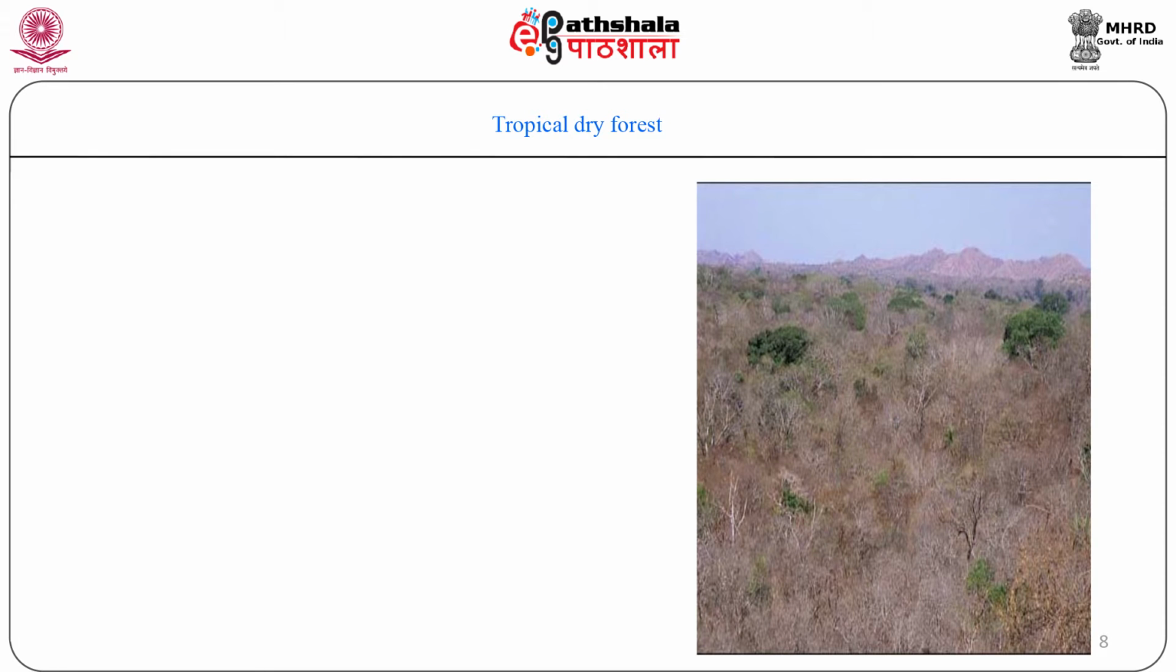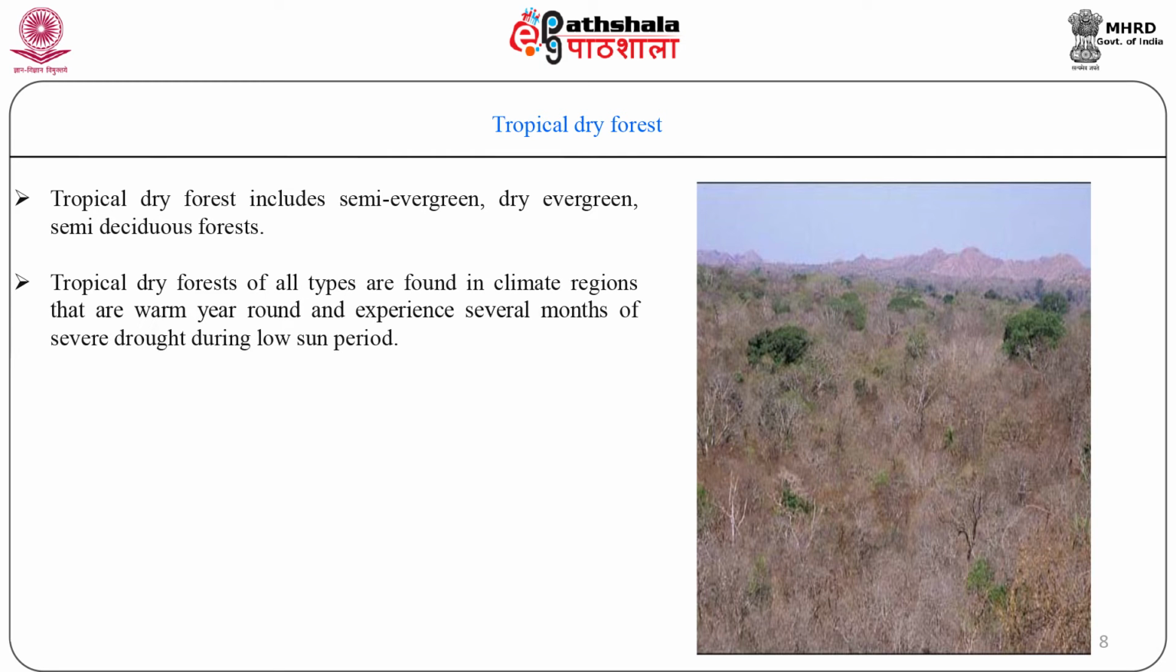Tropical dry forests. Tropical dry forest includes semi-evergreen, dry evergreen and semi-deciduous forest. This is a series of plant communities along an environmental gradient towards increasing aridity. Tropical dry forests of all types are found in climate regions that are warm year-round and experience several months of severe drought during the low sun period. They are often neglected as attention focuses on the wet evergreen forests of the tropics.